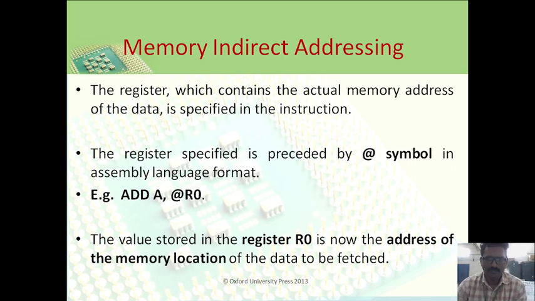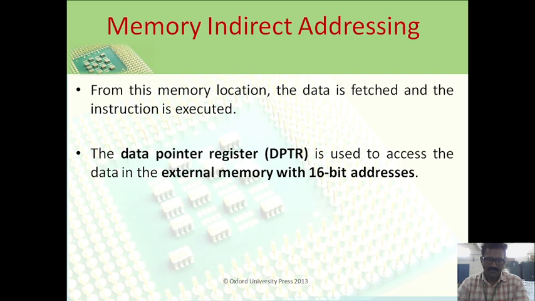Memory indirect addressing mode. The register which contains the actual memory address of the data is specified in the instruction. The register specified is preceded by the at-the-rate symbol (@) in assembly language format. Example, ADD A, @R0. The value stored in register R0 is now the address of the memory location of the data to be fetched. From this memory location, the data is fetched and the instruction is executed. The data pointer DPTR, a 16-bit register, is used to access the data in the external memory with a 16-bit address. So DPTR is used as a data pointer in the 8051 microcontroller.